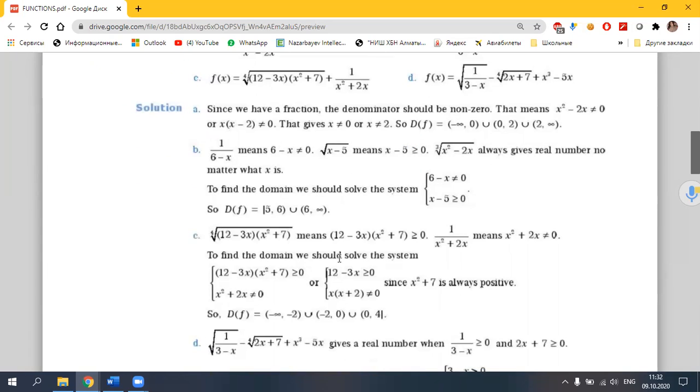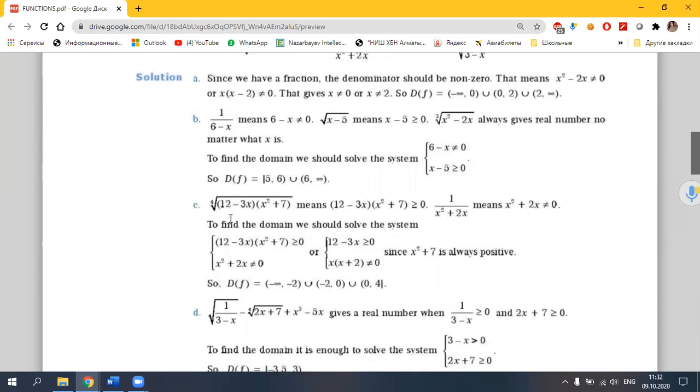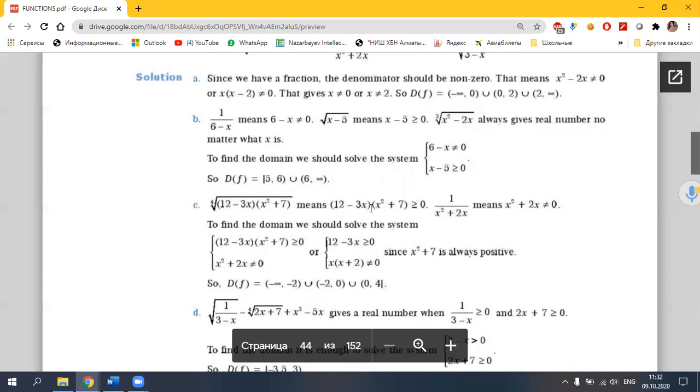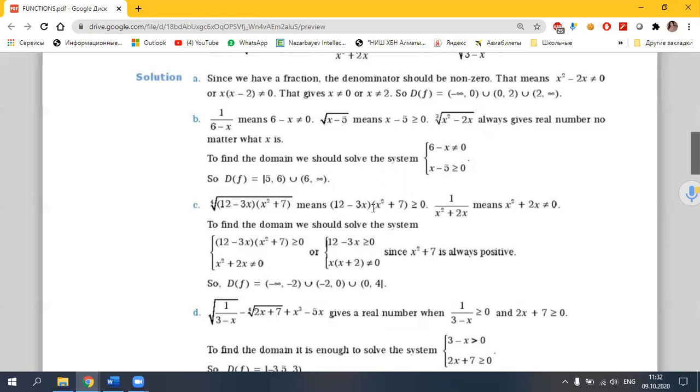So, the expression under the root, міне, түбір астындағы өрнек, нөлден үлкен немесе тең болу керек. So, expression under the root will have to be greater than or equal to 0. So 12 minus 3x multiplied by x squared plus 7 have to be greater than or equal to 0. Және бөлшек бар 1 over x squared plus 2x. The denominator of this fraction cannot be 0.